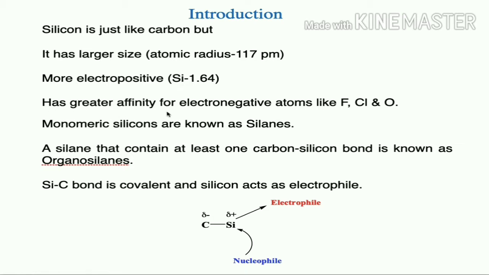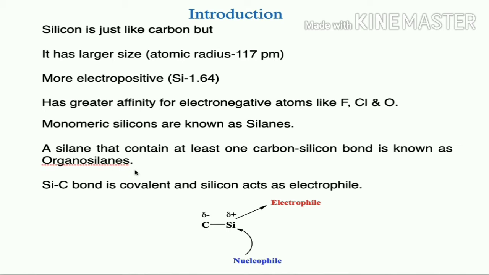Silicon has greater affinity for electronegative atoms like fluorine, chlorine and oxygen. Monomeric silicons are known as silanes. A silane that contains at least one carbon-silicon bond is known as an organosilane, and these are important compounds in organic synthesis.